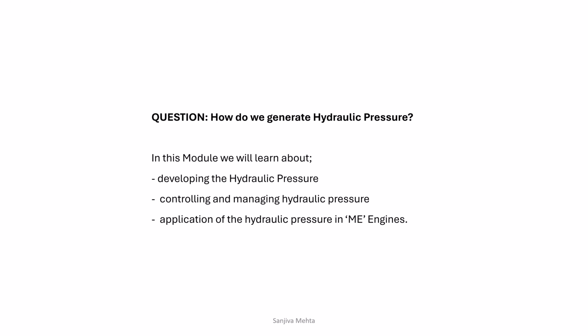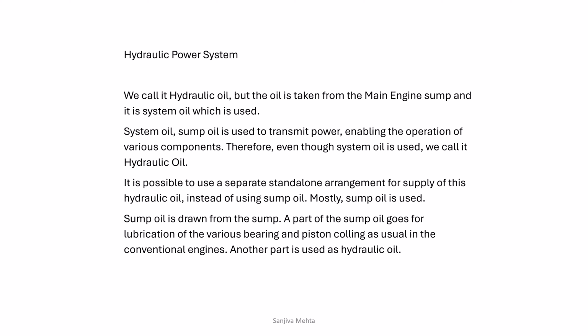Hydraulic power system, HPS. Actually, we call it hydraulic oil because it carries out the work which a hydraulic oil does, isn't it? What is the function of a hydraulic oil? Basically, transmission of power, isn't it? But in these engines, we take the oil from the main engine sump, which is the system oil, crankcase oil. So, system oil or sump oil is used to transmit the power, enabling the operation of various components. Therefore, even though the system oil is used, we call it hydraulic oil.